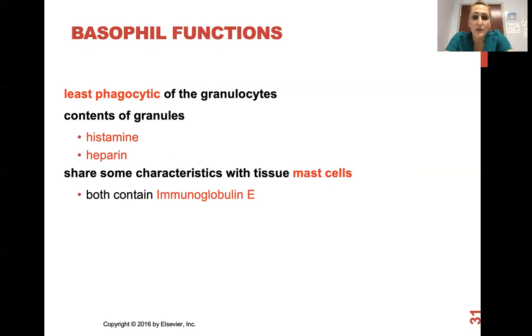It shares some characteristics with the tissue mast cells. They both contain immunoglobulins, which we'll talk about more specifically in the immunity lecture.